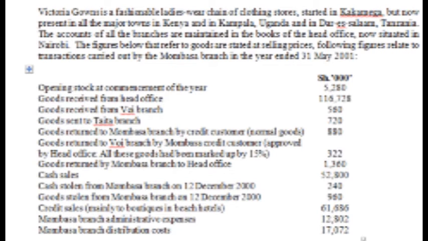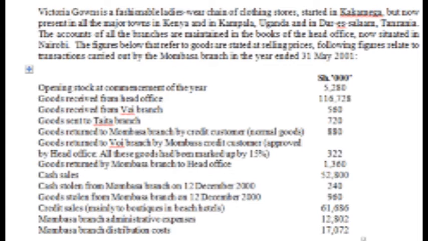There is opening stock at commencement of the year, goods received from the head office. We have the goods received from Voi branch. We have the goods sent to Taita branch. We have the goods returned to Mombasa branch by credit customer. We have the goods returned to Voi branch by Mombasa credit customer. We have the head office. All these goods had been marked up by 15%. Goods returned by Mombasa branch to the head office. We have the cash sales. We have the cash stolen from Mombasa branch on 12 December 2000. We have the goods stolen from Mombasa branch on 12 December 2000.